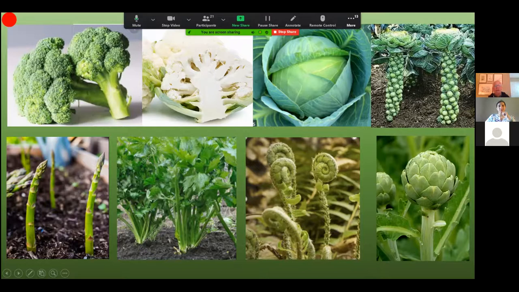Same with celery, these shoots, and with actually a number, you used to think it was just bracken ferns, but it's a number of different ferns where the fiddlehead shoots come out of the ground, are sliced off and eaten. I don't know that I've ever eaten fiddlehead. I need to do that one day.